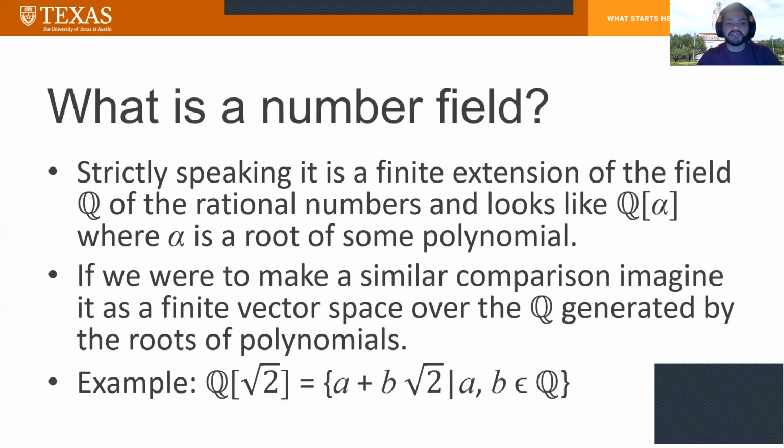What is a number field? Strictly speaking, it is a finite extension of the field Q of the rational numbers and looks like Q(alpha), where alpha is a root of some polynomial. If we were to make a similar comparison, imagine it as a finite vector space over Q generated by the roots of the polynomial. Example: Q(√2) is equal to the set a + b√2, such that a and b are elements of Q.